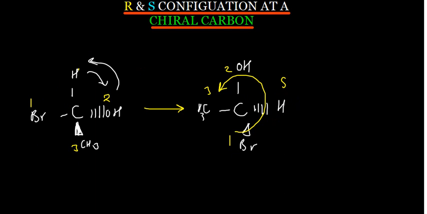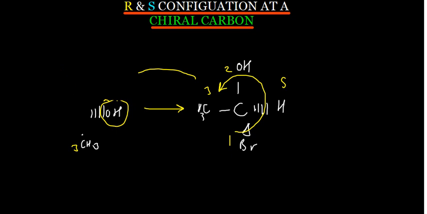So if I swap once, if I just swap this and this, what I'm going to get is an enantiomer of this compound. But if I swap two times, they are going to be the same. I swap three times, I get enantiomers. Four times is going to be the same. Five times enantiomers. Six times the same, just like that.